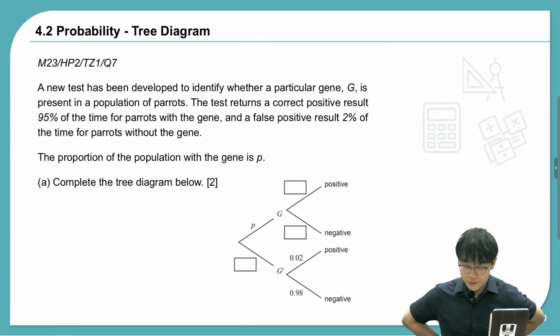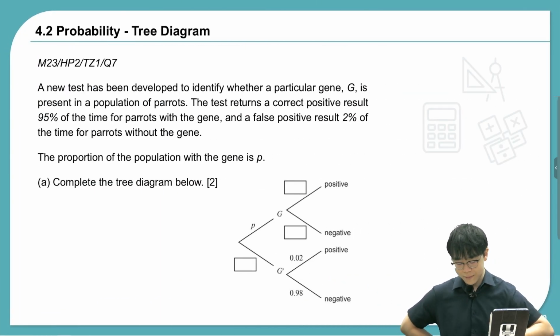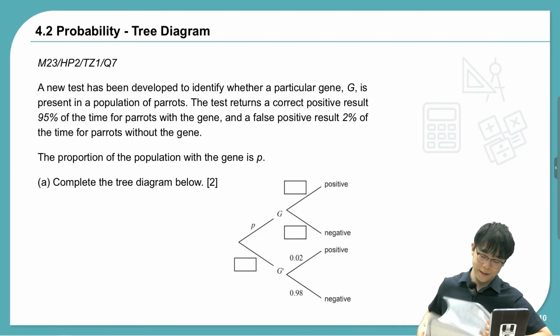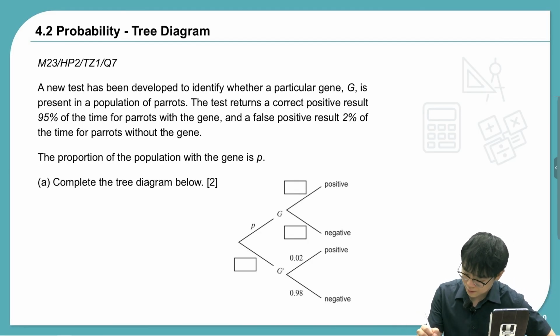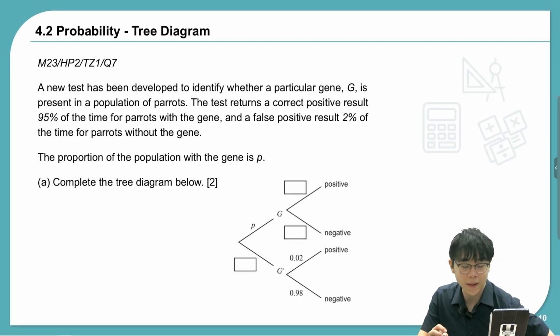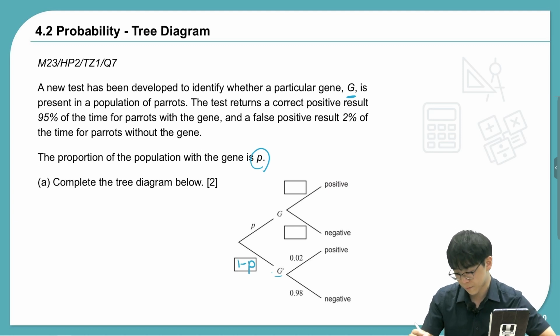All right, now on to number 7. We have a tree diagram where we have to visualize like the different probabilities of different events. So let's just work on using the fact that complementary events sum up to a probability of 1. Right? So there's a test where we're testing for the presence of a gene. So if there is a gene, we have G, otherwise you have G prime. So this would have a probability of 1 minus P. Right? If P is a proportion of parrots with this gene. And then we have a false positive result and correct positive result.